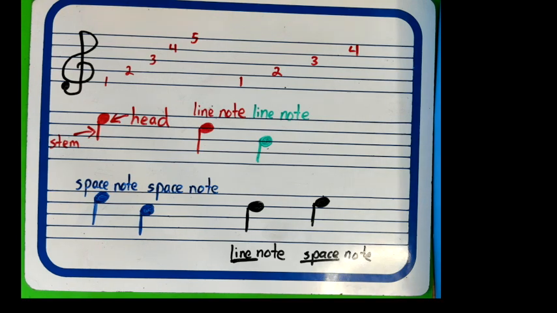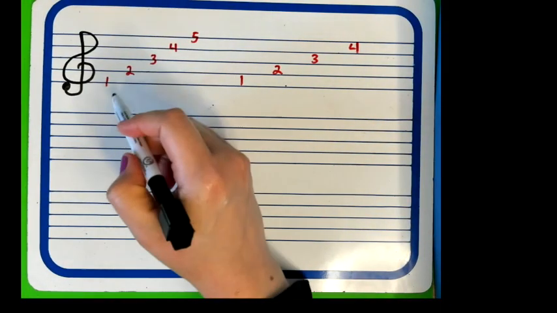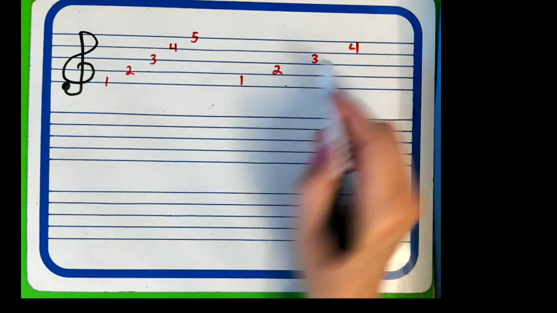Okay, so we're going to go ahead and continue now actually learning about the names of the notes in music class. Now that we know about line notes and space notes, let's find out about the names of the notes. Okay, so we learned about 5 lines and 5 spaces.